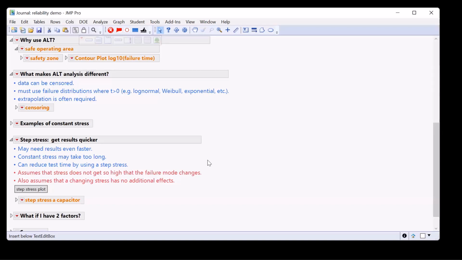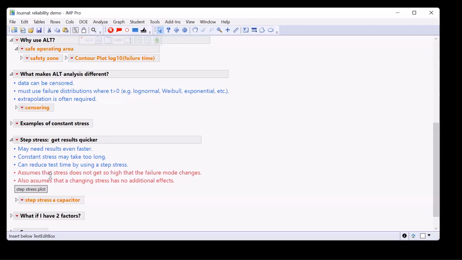2,000 hours, that's like 80 days. That's a long time. They might say, hey, we need results faster than that. 80 days is a very long time. Can we somehow do something different and maybe get the answer in a few weeks? And under constant stress, if you want to get the answers faster, you'd have to go to higher stress. We're always worried about going to too high stress, and then I'm going to change the failure mode, and then my extrapolation isn't going to be worth very much. Right? So another thing that JMP can do is a step stress model. And this can really help reduce your test time.